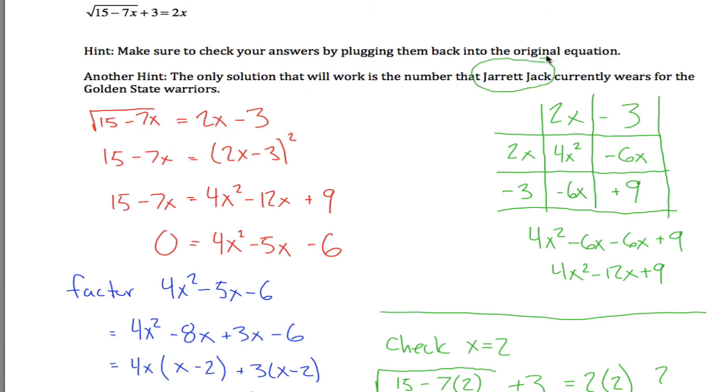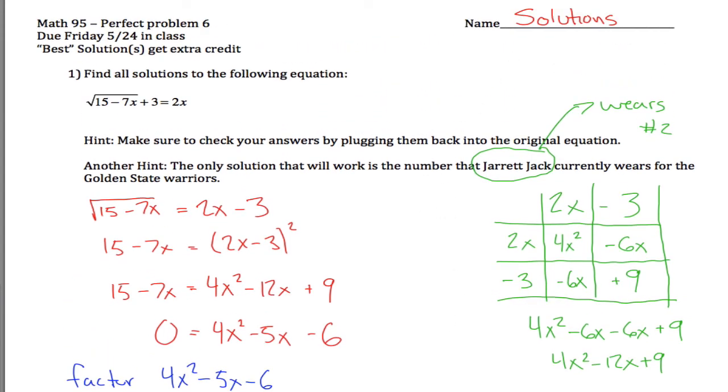Which, if you go back up here, Jarrett Jack, where's number 2? So another hint, the only solution that'll work is the number that Jarrett Jack currently wears for the Warriors. It's true, he wears number 2. It looks like I got the right answer. So that is the end of this perfect problem.